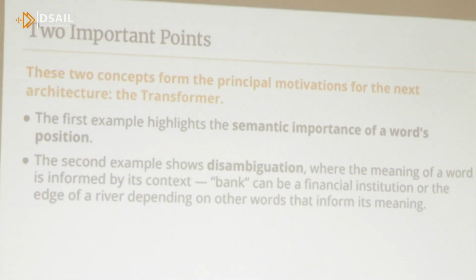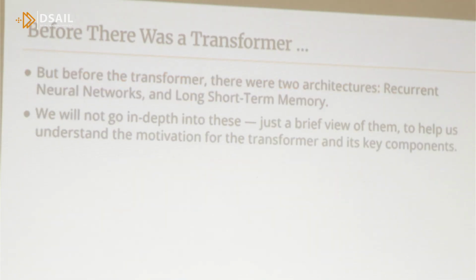And these are two concepts that are the principal motivation for the architecture of the transformer model. The first example highlights the semantic importance of a word's position. That is position, that's one. The second one is disambiguation, where the meaning of a given word is given by another word in the same sentence. Get that point? So it says here, where the meaning of a word is informed by its context. Bank can be a financial institution or the edge of a river, depending on other words that inform its meaning. And you're going to start with the last one, and you're going to see how that comes through.